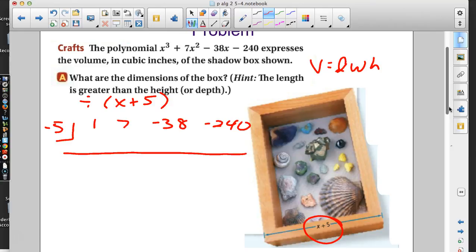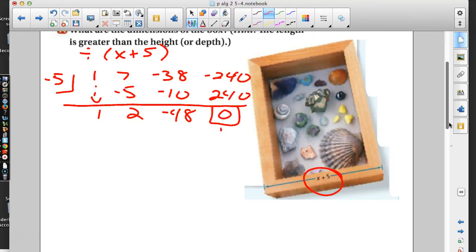How do you start? Bring down the 1. Then inside the box you add. Outside the box, multiply. Inside the box. Guess what negative 48 times negative 5 is? 240. That had to happen or we knew we did the math wrong. They told us that was one of the factors. It's down there in the picture. So what do we have left? Remainder, constant, x squared.